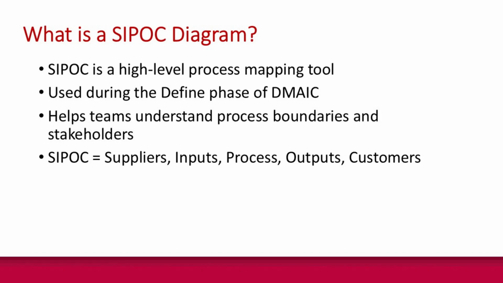The value of a SIPC diagram is that it helps the team clearly define the boundaries of the process. It also helps identify the key stakeholders who are involved or affected. In Lean Six Sigma, this is important because before we can improve a process, we need to make sure everyone agrees on what process we are actually studying.